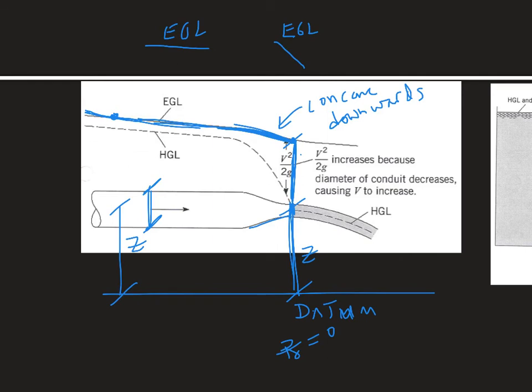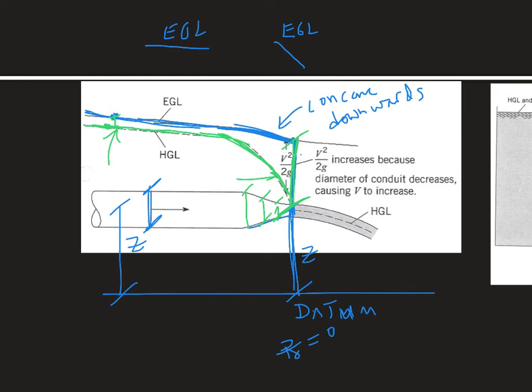Now over here, we want to get our HGL. All we have to do is think about what V squared on 2G is. Right here, V squared on 2G looks like this. Over here, arbitrarily, we're just going to choose some distance like this. This distance has to be less than that distance because it's not going as fast. And as we approach, the distance between these two lines will increase, because the area is going to decrease. So V squared on 2G increases.